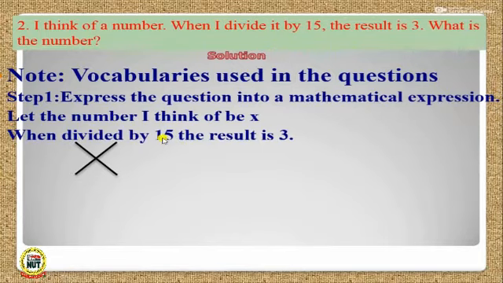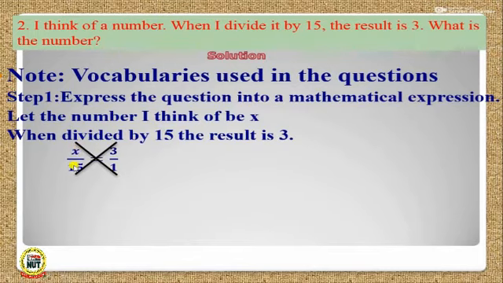When divided by 15, the result is 3. Remember, I think of a number. When I divide it by 15, the result is 3. Now I have said let the number I think of be x. So x divided by 15, the result is what? 3. So we're going to be dividing that number, which is x, by 15.